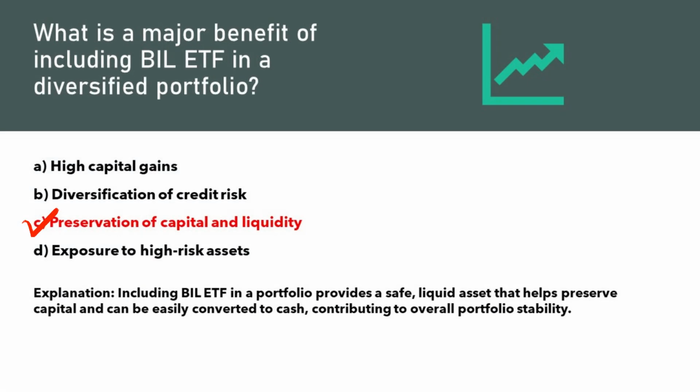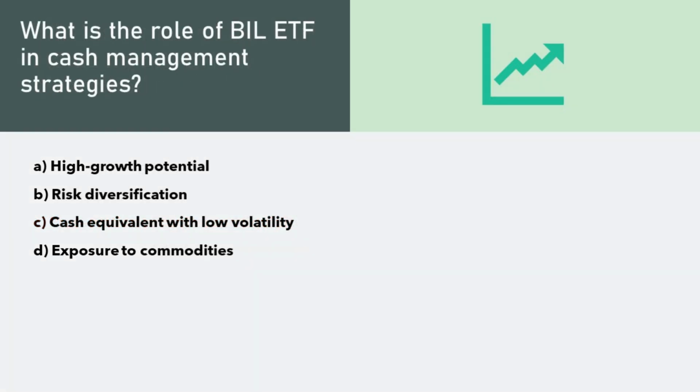Answer: C. Preservation of capital and liquidity. Explanation: including BIL ETF in a portfolio provides a safe, liquid asset that helps preserve capital and can be easily converted to cash, contributing to overall portfolio stability. What is the role of BIL ETF in cash management strategies?